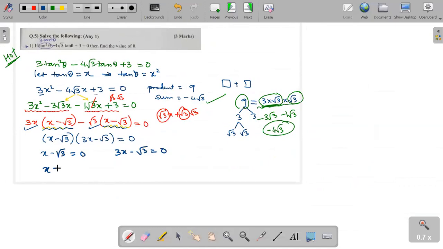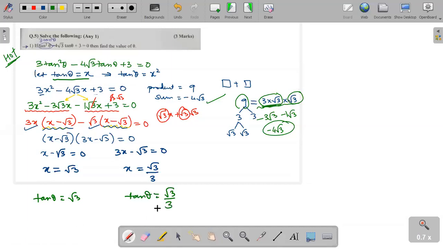Yes, and that gives us x equals root 3, and over here x equals plus root 3, and then the 3 goes into the denominator like this. Okay, and we have, what was x? X was tan theta. So replacing back, resubstituting, we get tan theta equals root 3, and here tan theta equals root 3 upon 3.